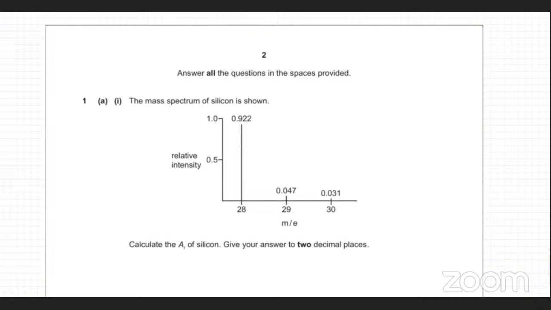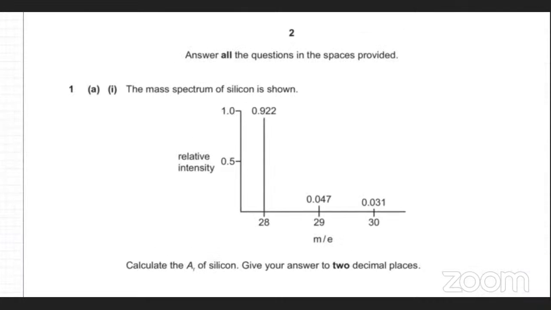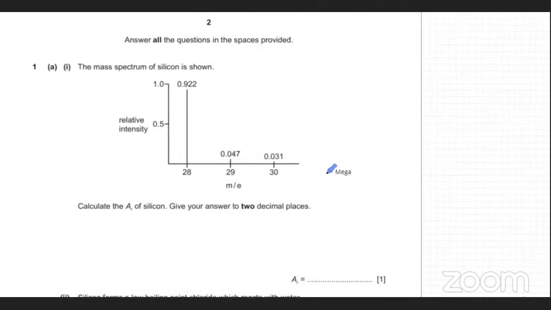Okay, so let's quickly start with the first question. The first question is about the mass spectrum of silicon, which has 3 isotopes. So you can quickly try and figure out what the mass of those 3 isotopes is.